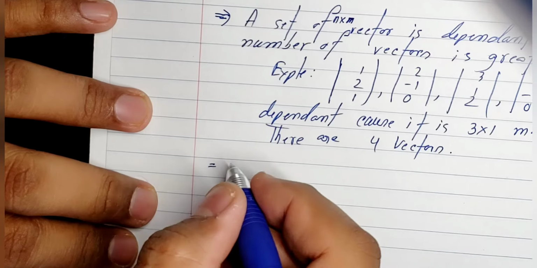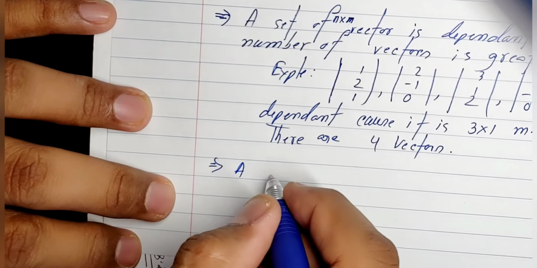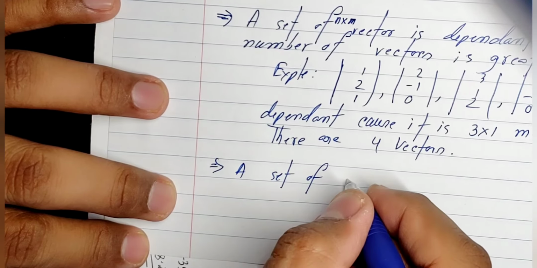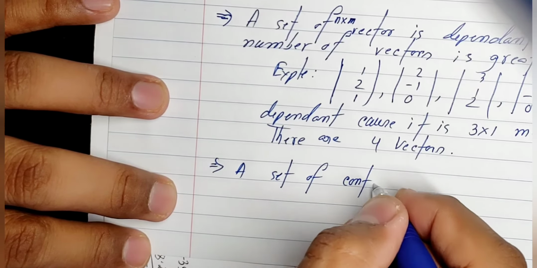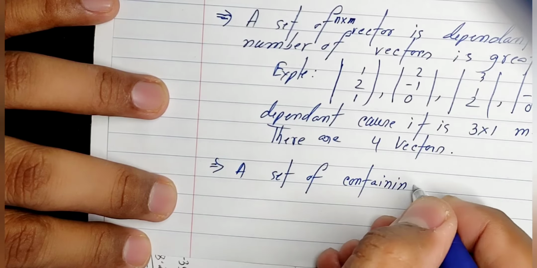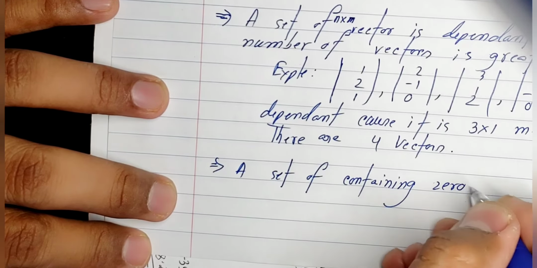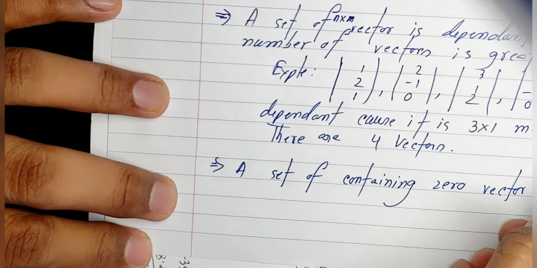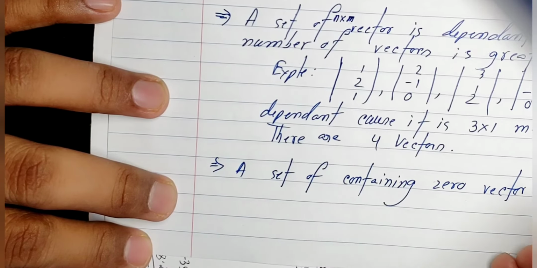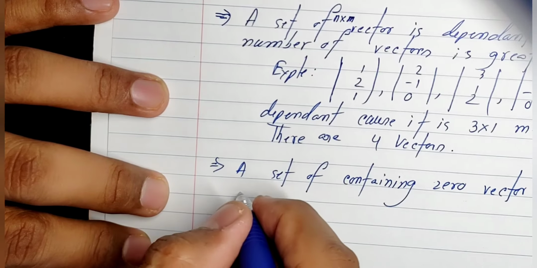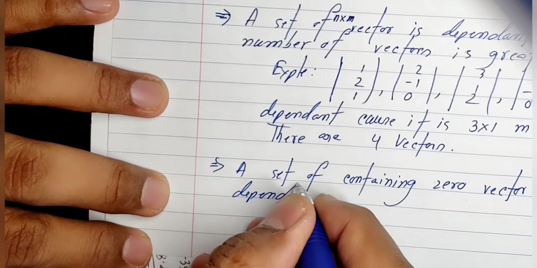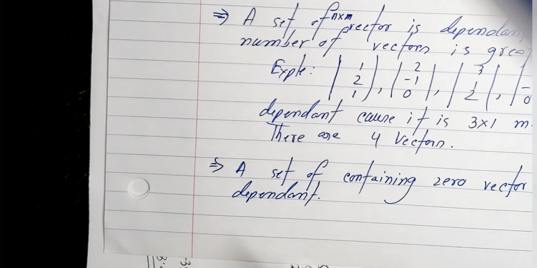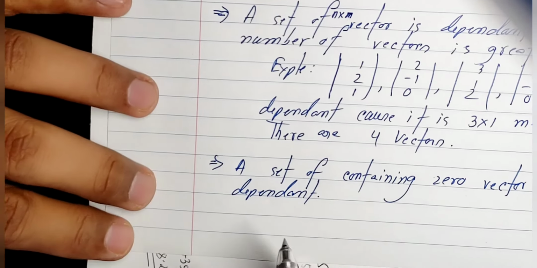Now another condition is a set containing zeros, I mean a zero vector, is always dependent. If you have a set containing a zero vector, that is always dependent.